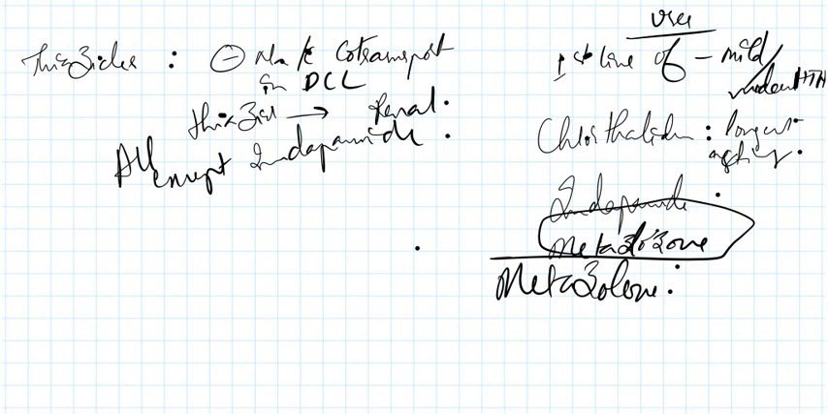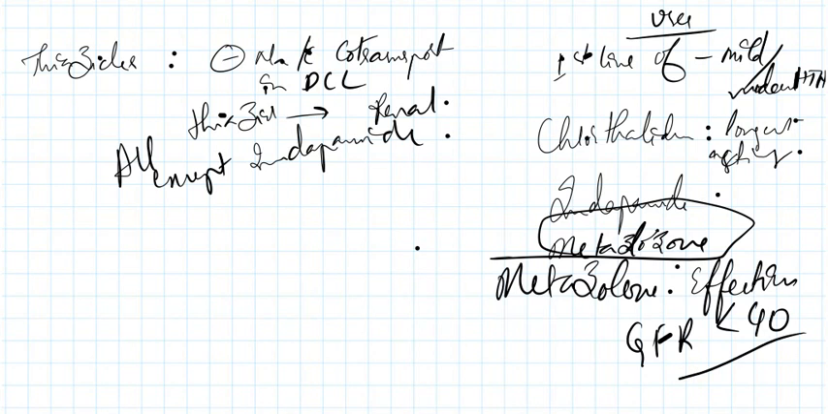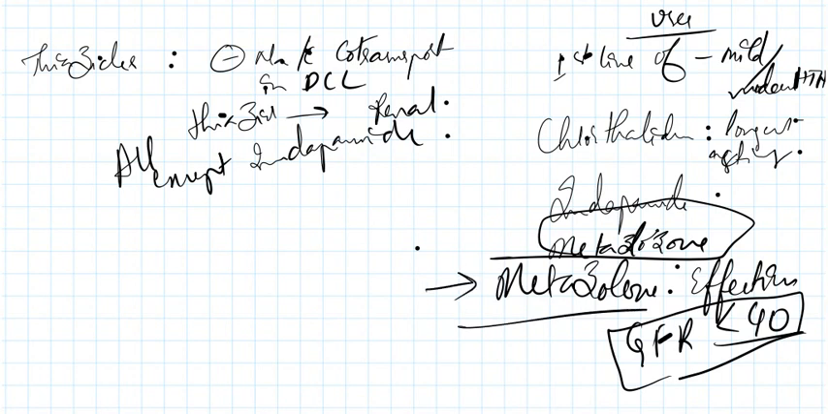Metolazone is effective. This drug, this thiazide, is effective when the GFR is less than 40. If there is a scenario where the GFR is decreased, less than 40, then obviously you can go for metolazone. This diuretic is effective if there is a low glomerular filtration rate, right? Now we will come to one more drug class, that is potassium sparing diuretics.